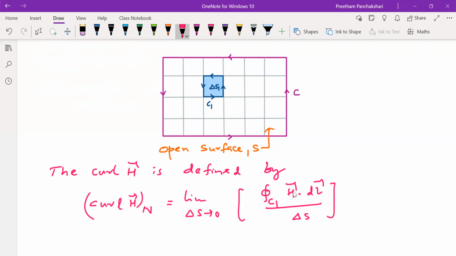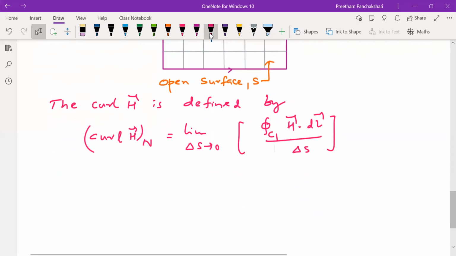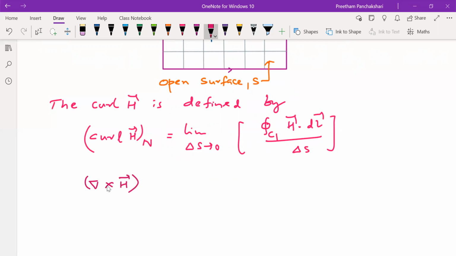Delta S is the area. Circulation per area is circulation density. As the area shrinks to 0, we get the definition of the curl. That is the normal component of the curl. Mathematically, curl H is given by del cross H. So this is derived using Ampere's law, and is equal to the limit delta S tends to 0.